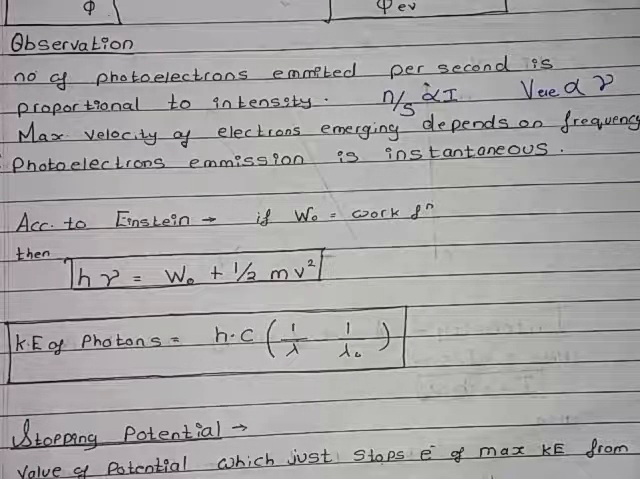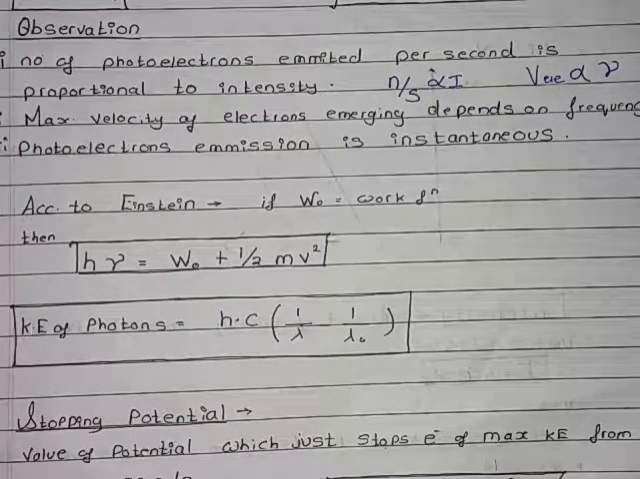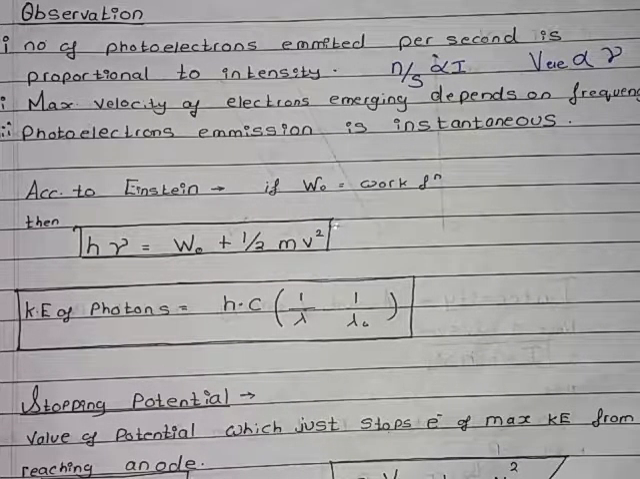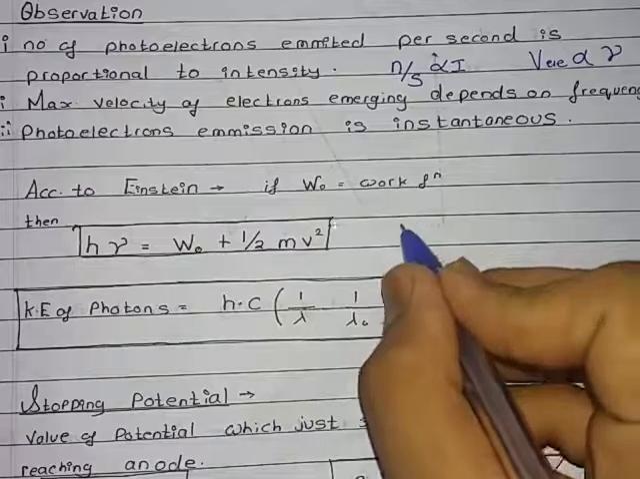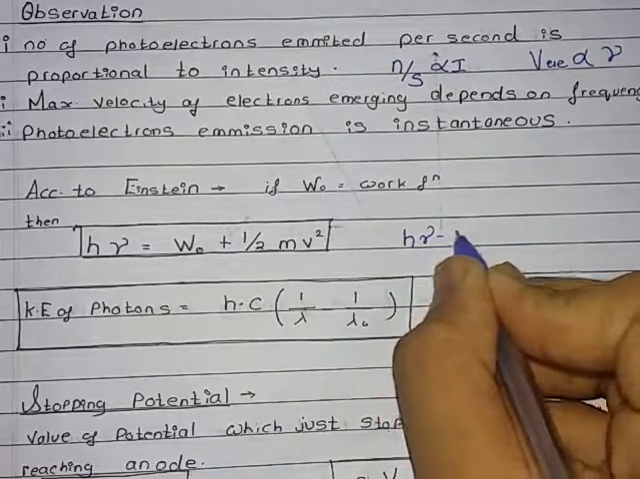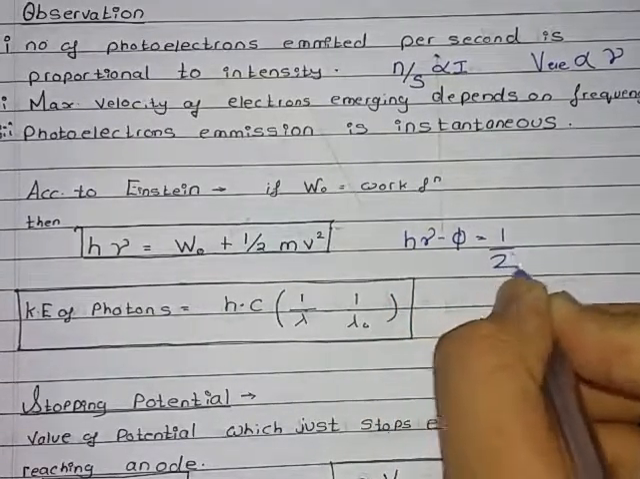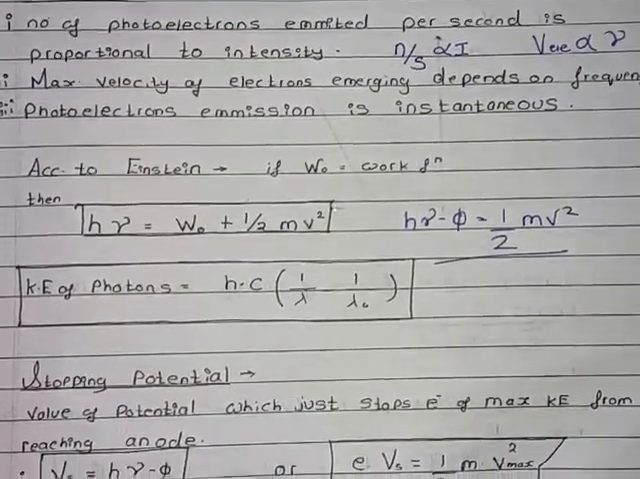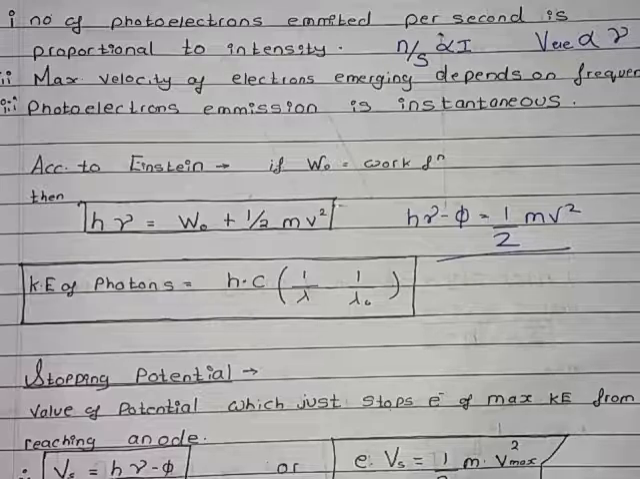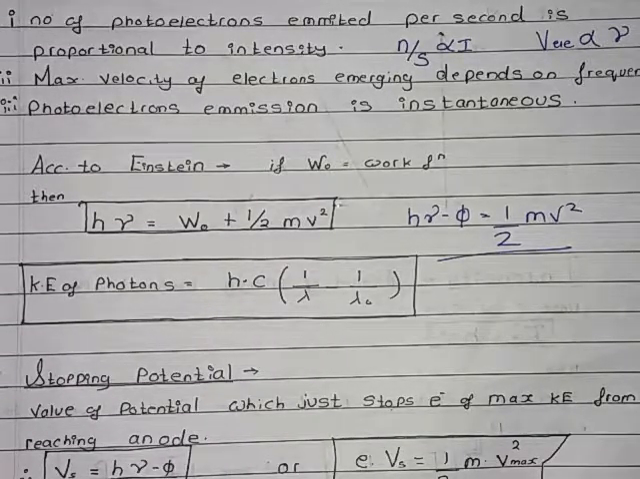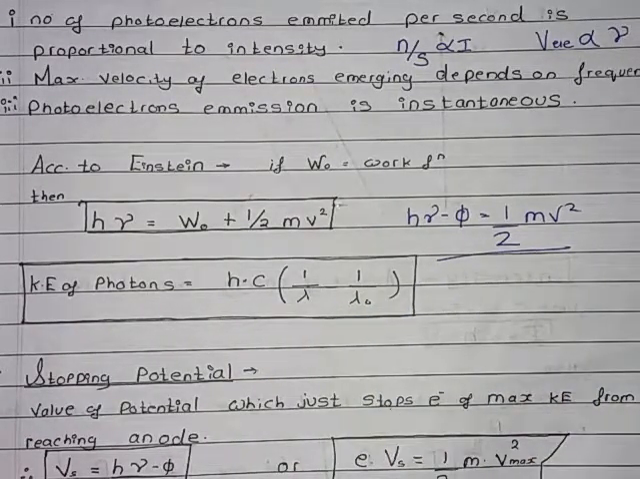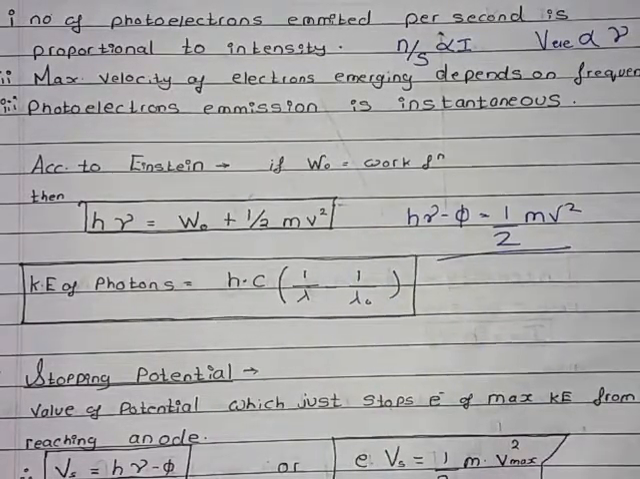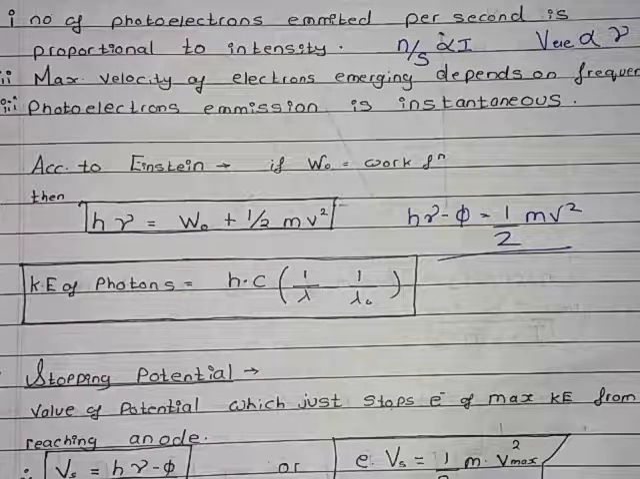Everyone knows that. According to Einstein, if W naught equals the work function, then h nu, that is hc by lambda, equals W naught plus half mv square. That is, h nu minus phi equals half mv square. Simple, kinetic energy. Now the kinetic energy is hc times 1 upon lambda minus 1 upon lambda naught, where lambda naught is the threshold wavelength. That is nothing but the kinetic energy. Simply expand this whole thing.